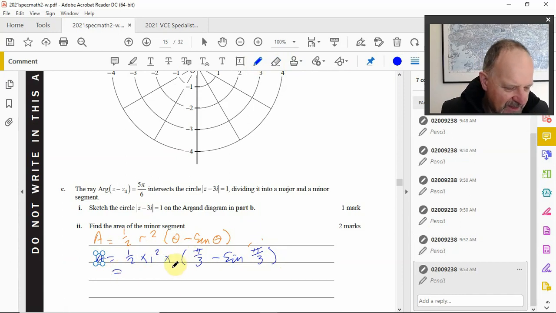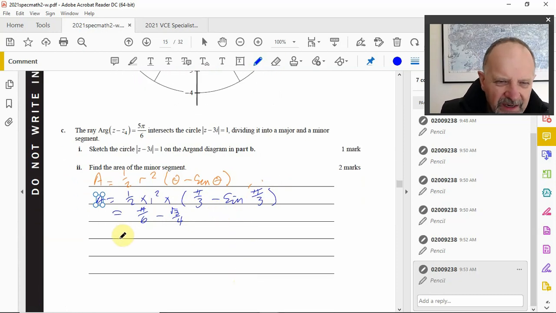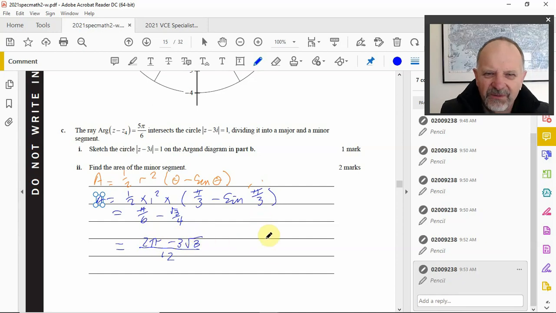So what do we end up with when we multiply all of this stuff together and expand the bracket? We've got pi on 6 there from these three, then times that, so that's minus root 3 on 4. And you could, if you wanted to, put those together over a common denominator of 12, and if you did put that over a common denominator of 12, you'd have 2 pi minus 3 root 3 as our area.